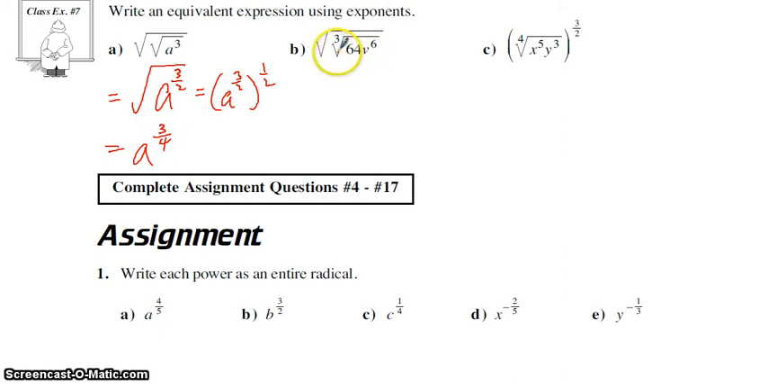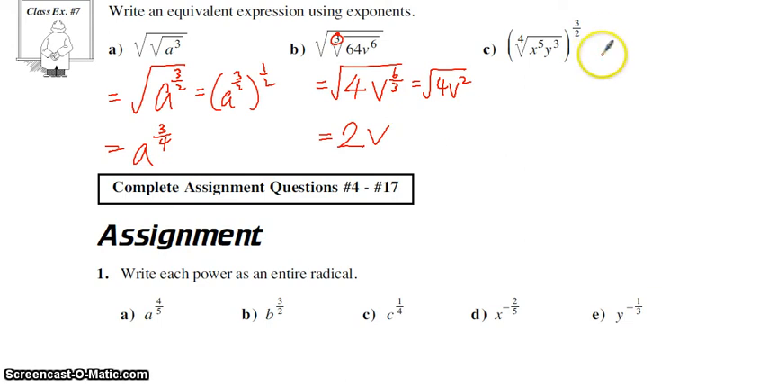Here, the cube root of 64. Let's deal with the inside first. The cube root of 64 is 4, and then v^(6/3). That's 2, right? 6 over 3 is 2. The index, the root, is the denominator. That's v squared. When you take the square root, the square root of 4 is 2, and the square root of v^2 is v. That reduces to 2v.